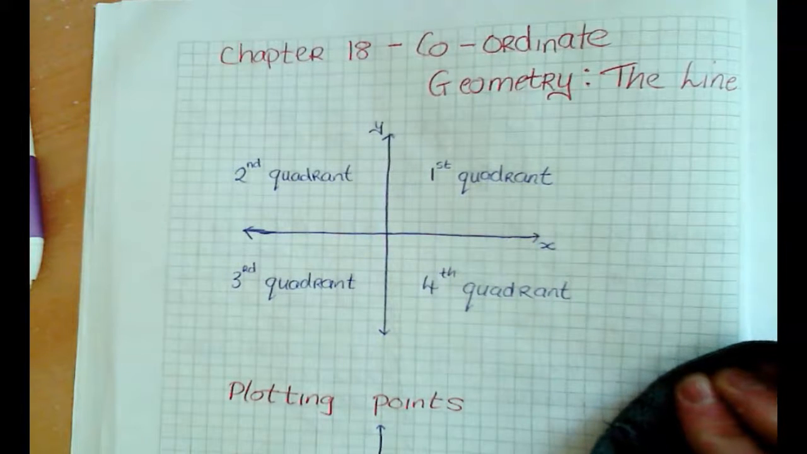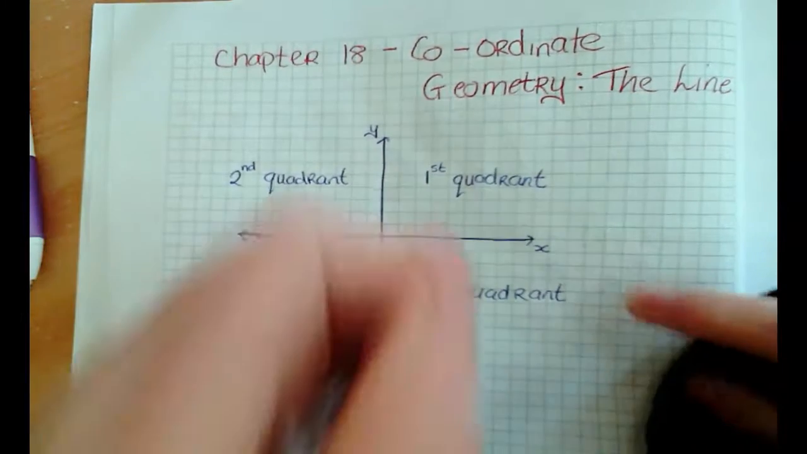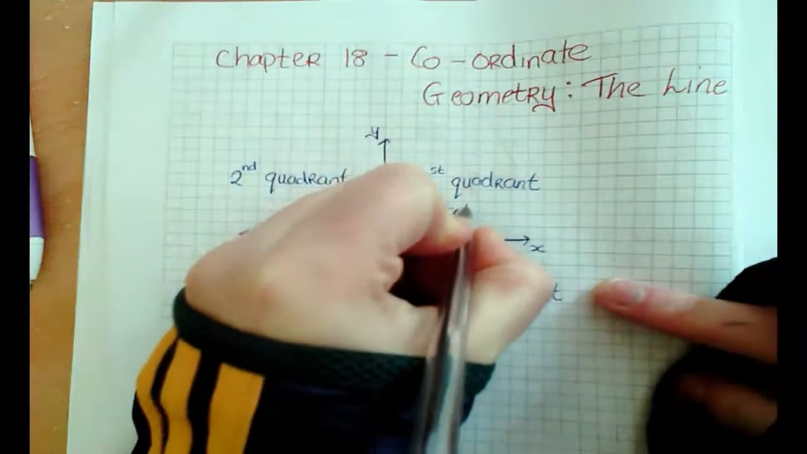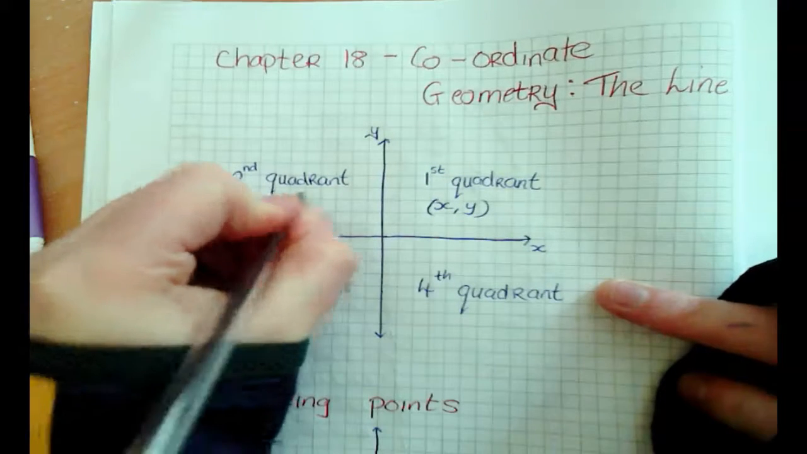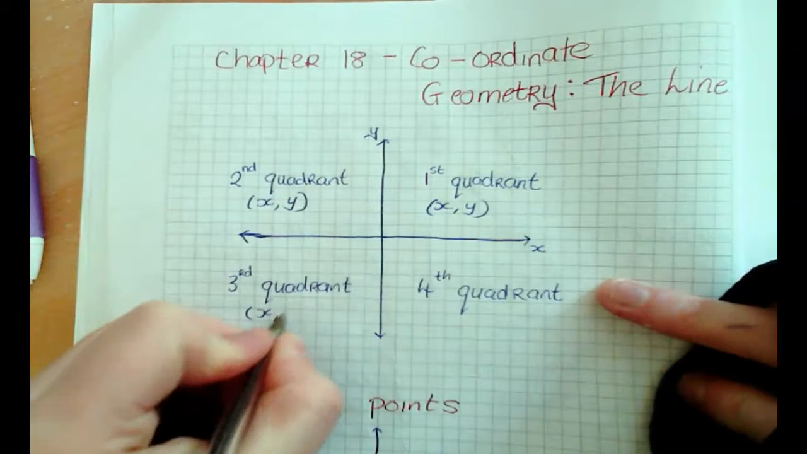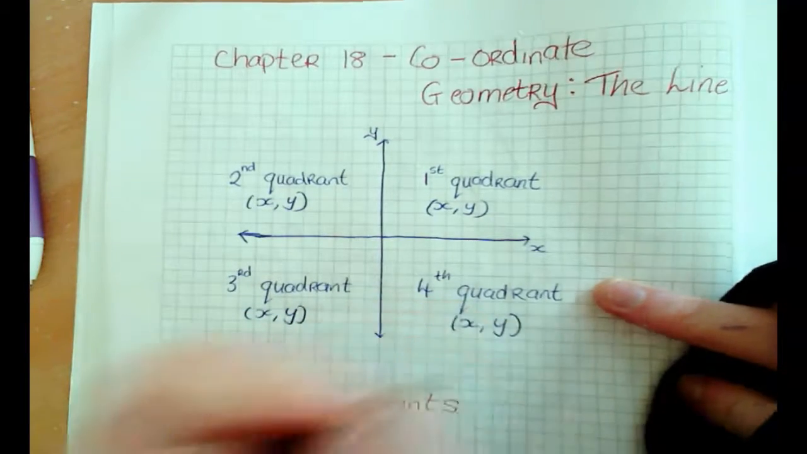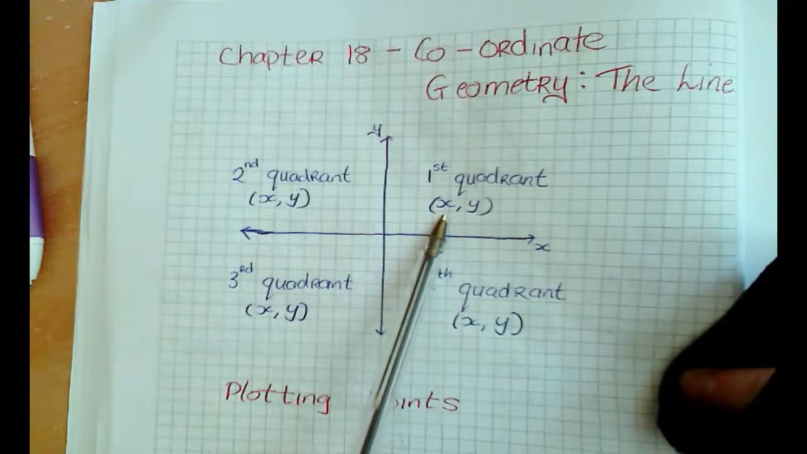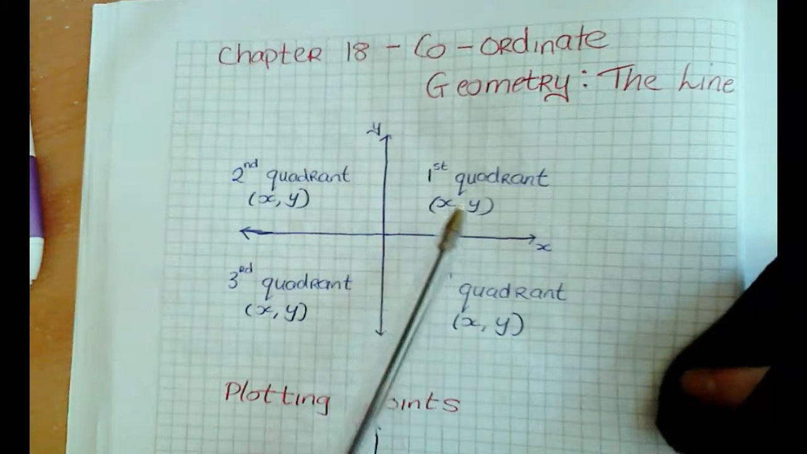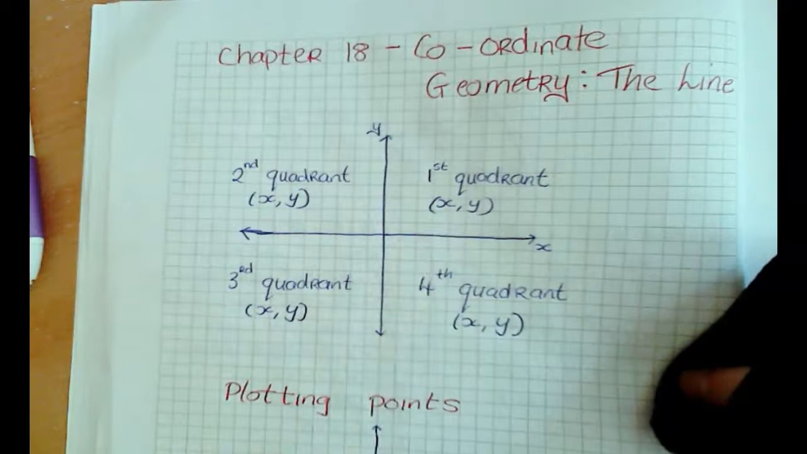Then, boys, every point has an x and a y coordinate. X always comes first, before y. The way I always remember that is x comes first in the alphabet, so we write down x first.